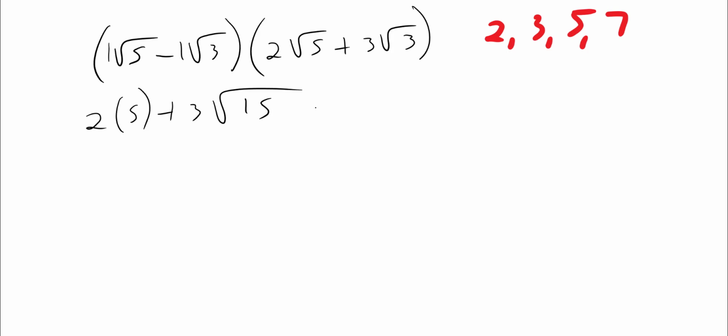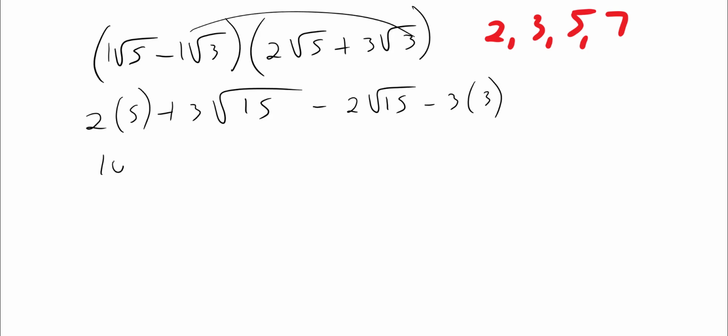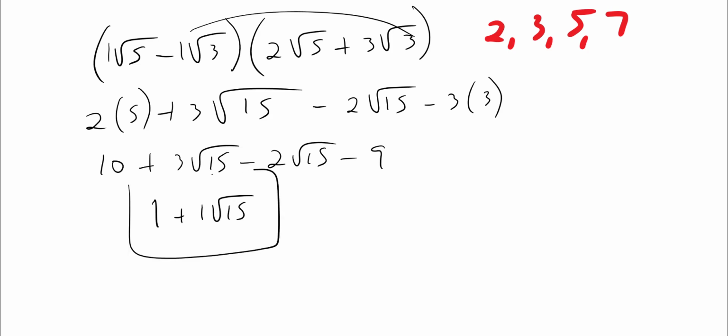Okay, so you're going to get minus 2 root 15. And last is minus 3 times 3. Okay, that's your last, right? So you get 10 plus 3 root 15 minus 2 root 15 minus 9. Okay, 10 minus 9 is 1. 3 root 15 minus 2 root 15 is 1 root 15. Or root 15 is fine. That's it. That's your answer. Okay? Not bad. Not bad.